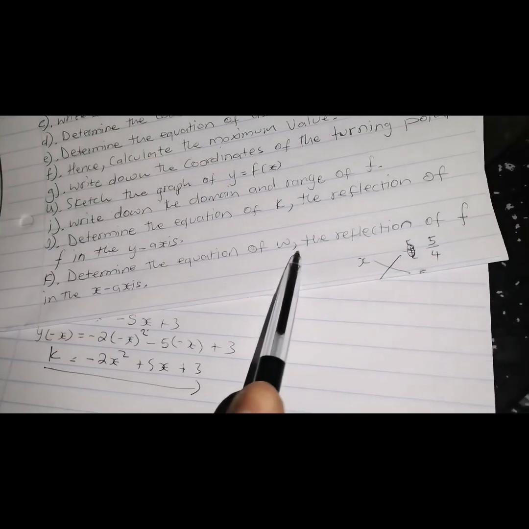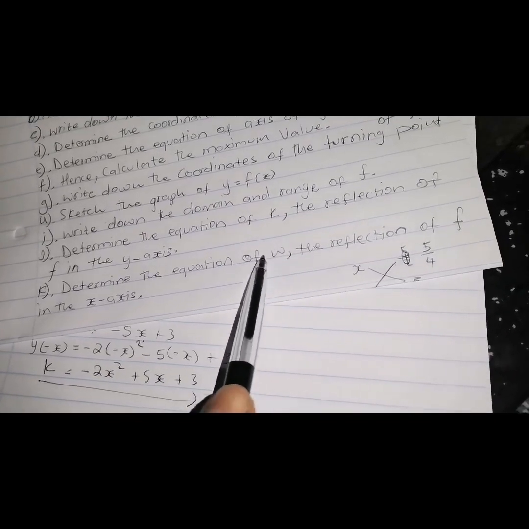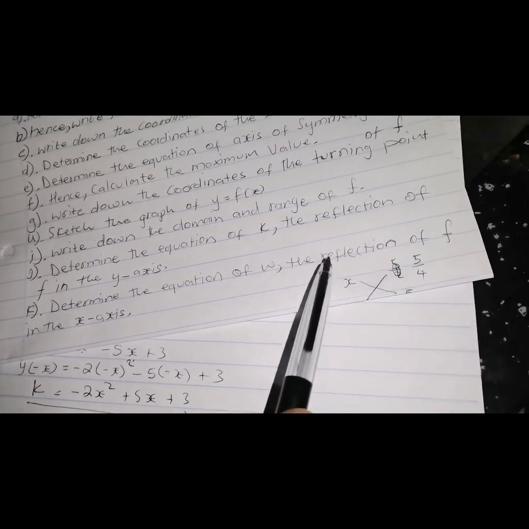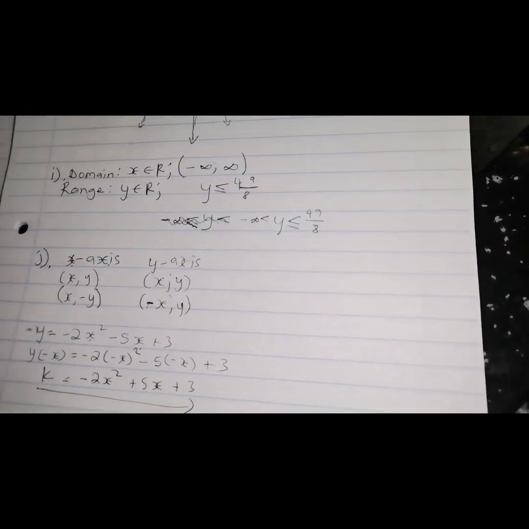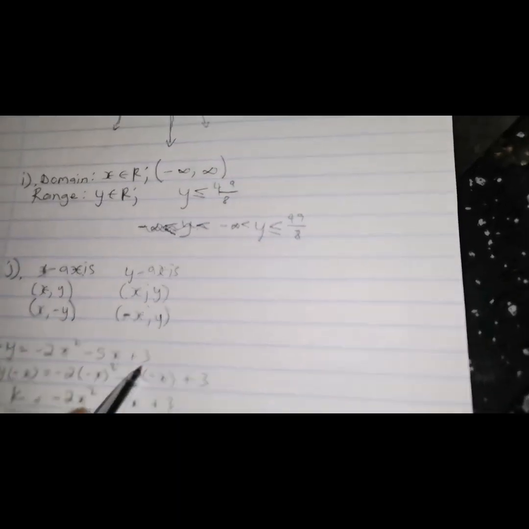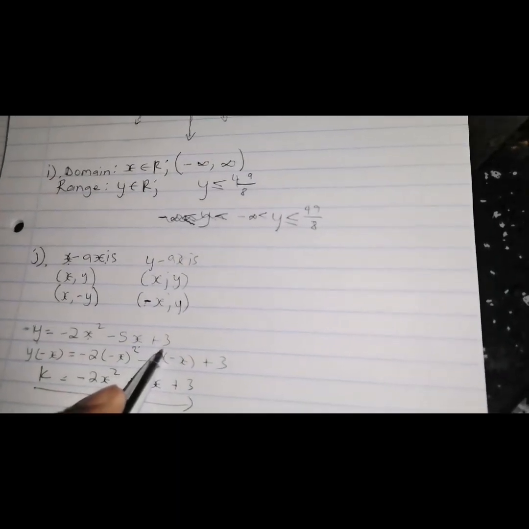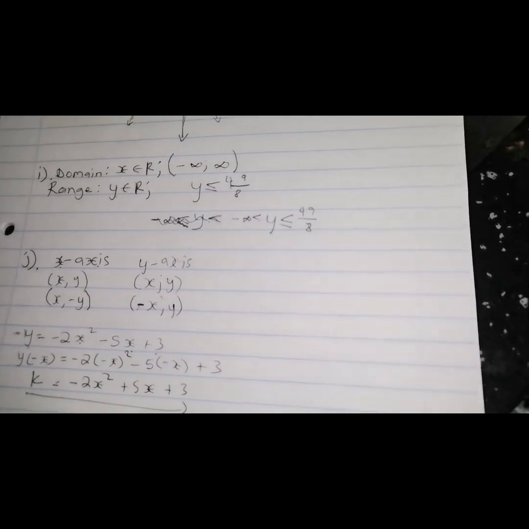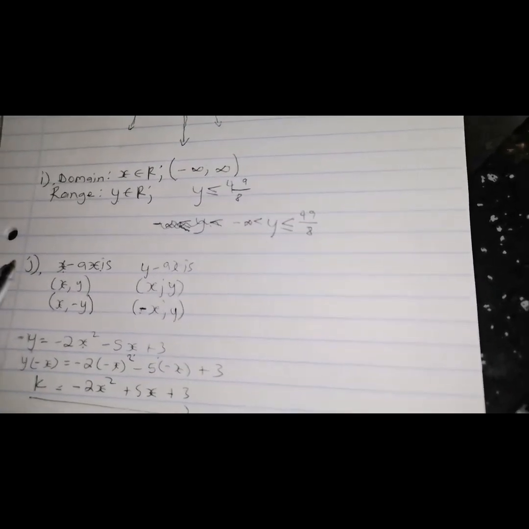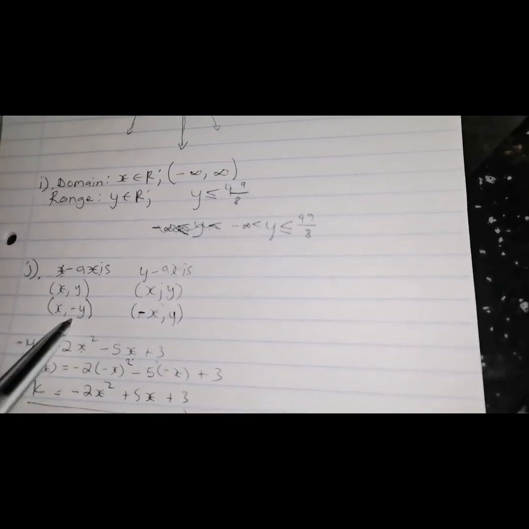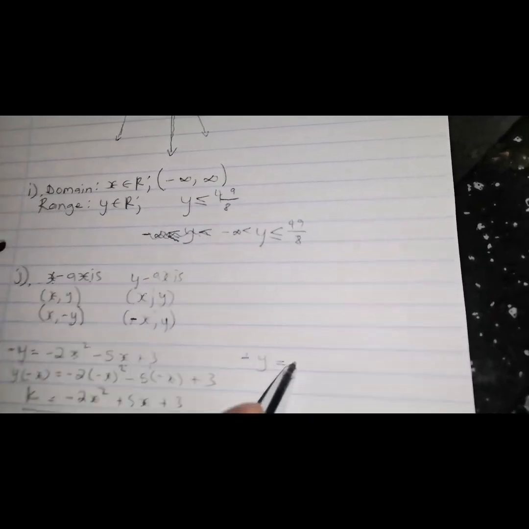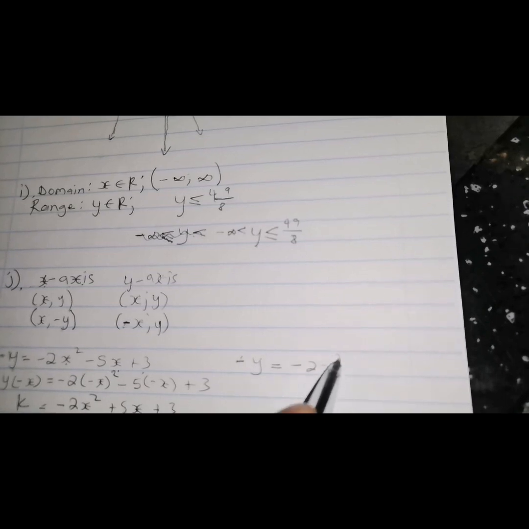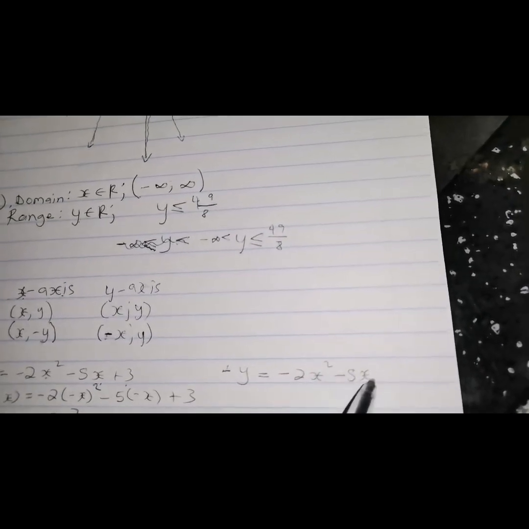Determine the equation of W. Now we are writing a new equation of W, the reflection of F in the x-axis. Right now you're coming to the x-axis. So let's reflect this equation in the form of W. Obviously, when it reflects about the x-axis, it means our y should be negative. Simple. Negative y equals negative 2x squared minus 5x plus 3.